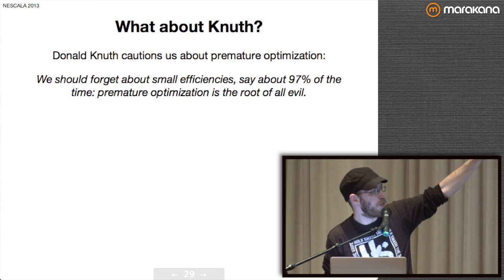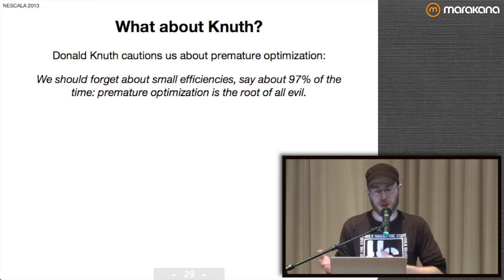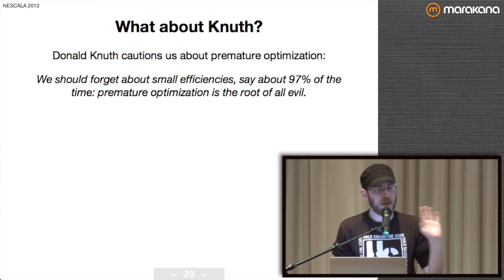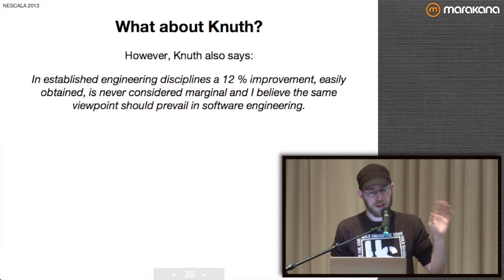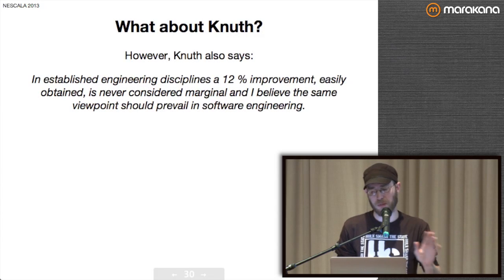You know, Donald Knuth cautions us that we should forget about small efficiencies, say about 97% of the time, and that premature optimization is the root of all evil. And I think this is true, but to put it in context, Knuth also says, in established engineering disciplines, a 12% improvement easily obtained is never considered marginal. And I believe the same viewpoint should prevail in software engineering.